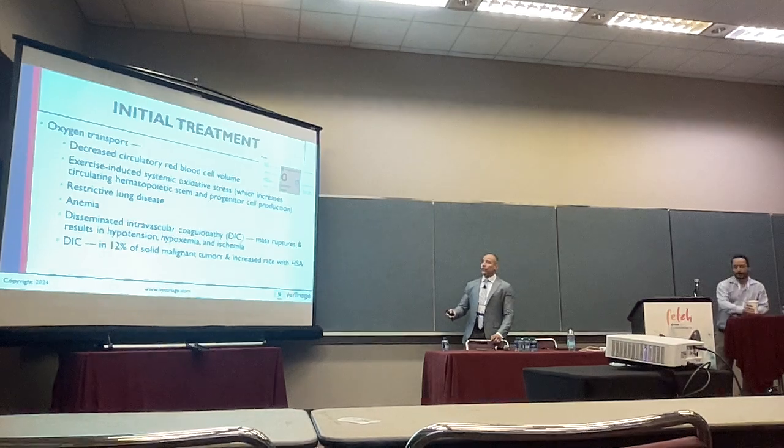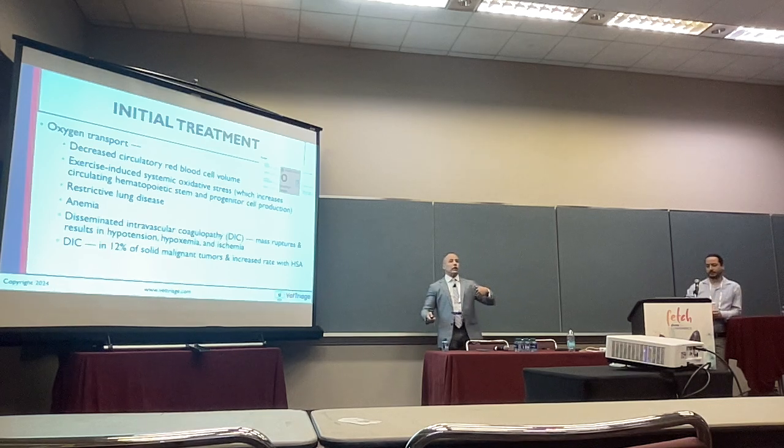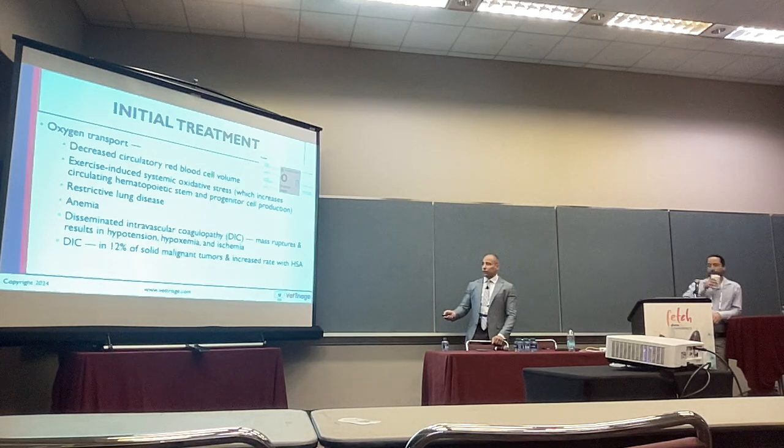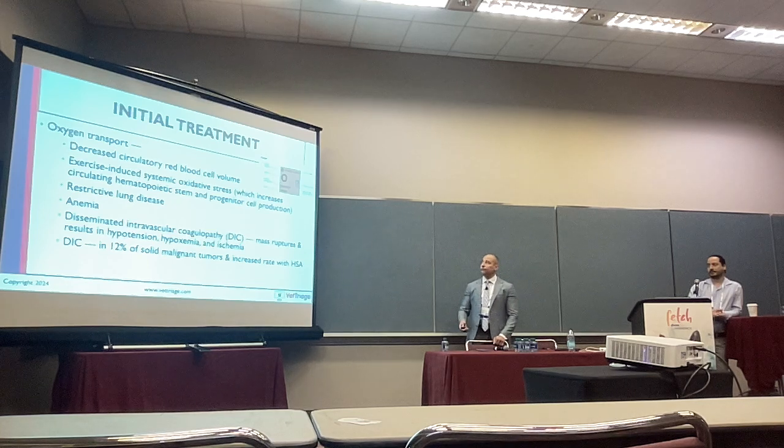And so to dive in deeper about the oxygen therapy, there's just a short list of reasons why hemoabdomen dogs may have issues with oxygen transport. They've got decreased circulatory red blood cell volume, which is of course anemia, exercise-induced systemic oxidative stress. Maybe they have restrictive lung disease like pleural effusion or metastatic disease, anemia we mentioned, DIC, so coagulopathy, either as their primary condition or as a sequela to something else that's plaguing them. And we do see DIC in 12% of solid malignant tumors, and there's an increased rate of DIC with hemangiosarcoma. So just a short list of reasons why oxygen transport is debilitated and why it's important to address it.